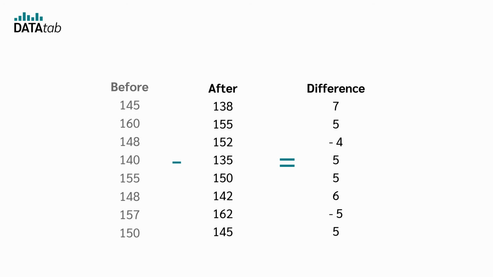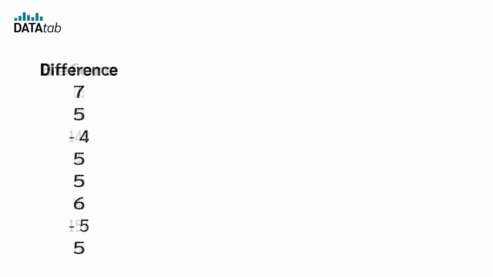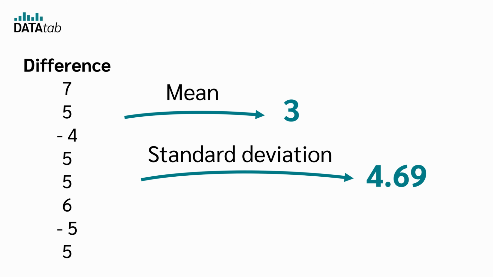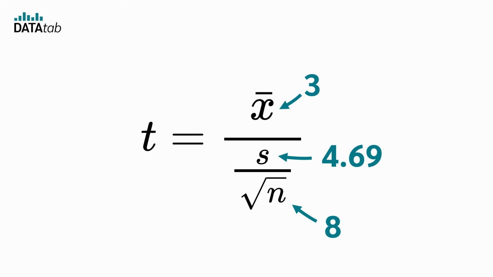We have the before values, the after values, and the difference. To calculate the t-value, we only need the differences. So we can calculate the mean of the data, which is 3. The standard deviation is 4.69, and we have a sample size of 8, so we have values from 8 people. We can now use these values and obtain a t-value of 1.81.